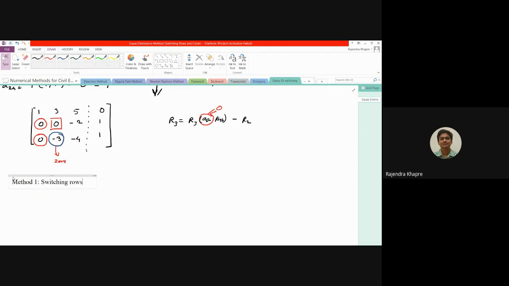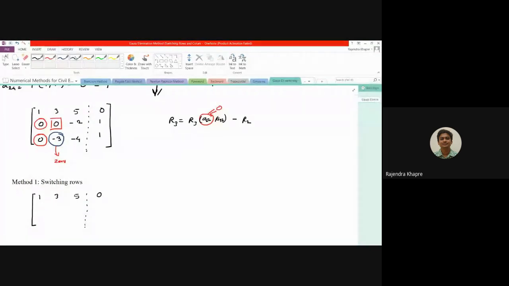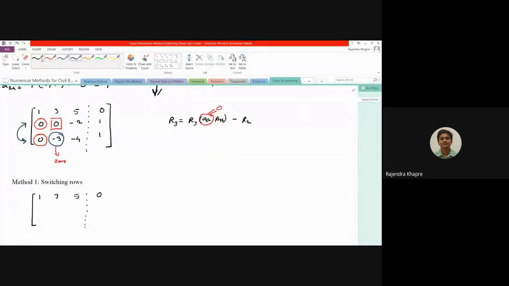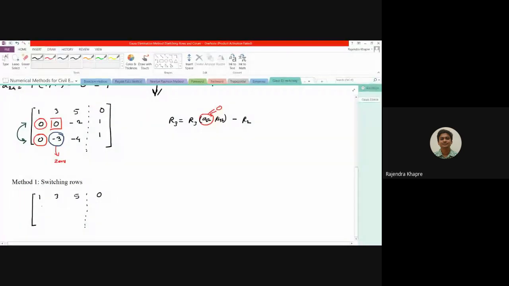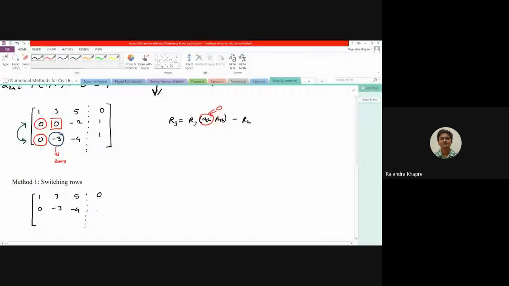We have already done the problem up to this point. If we switch the rows, it is going to serve my purpose. Switching rows is very simple. So we can have 1, 3, 5, and this will be 0. In switching rows, I am just interchanging this row with this particular row. It is not going to make any difference as far as the solution is concerned. So here I am going to write the third row in the second row. So this is 0, -3, -4 and 1.